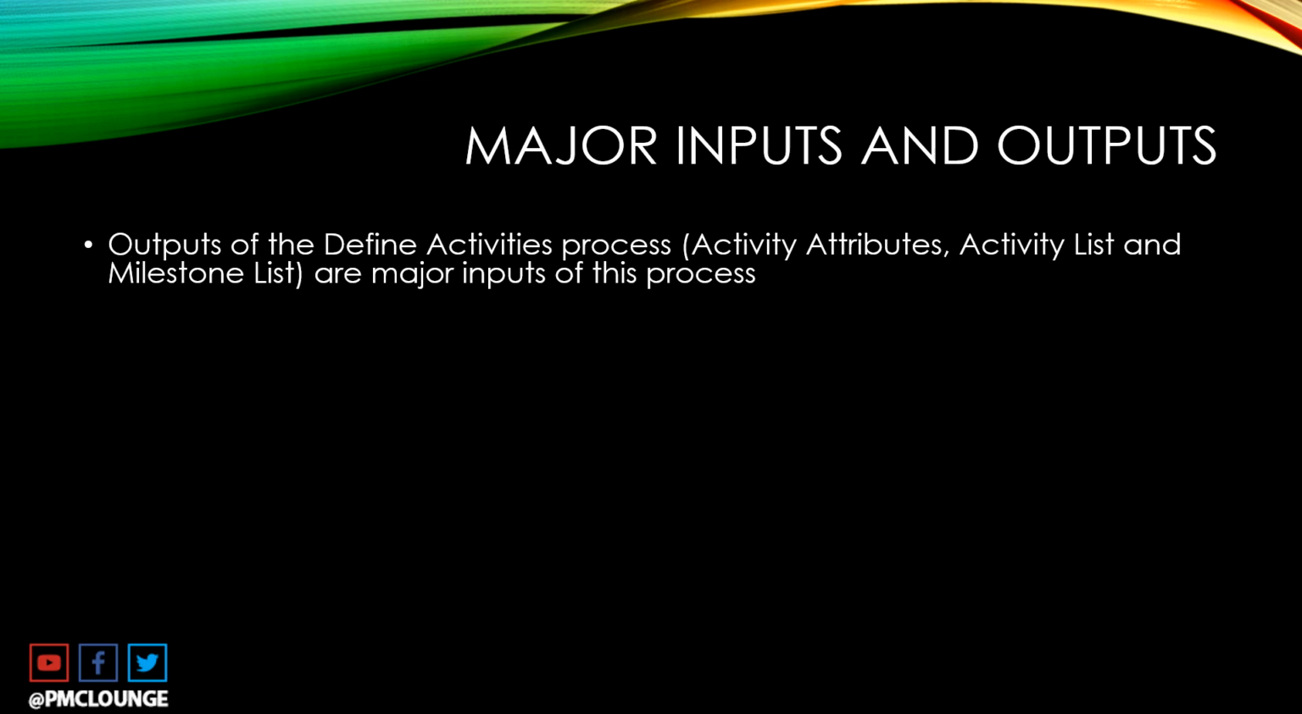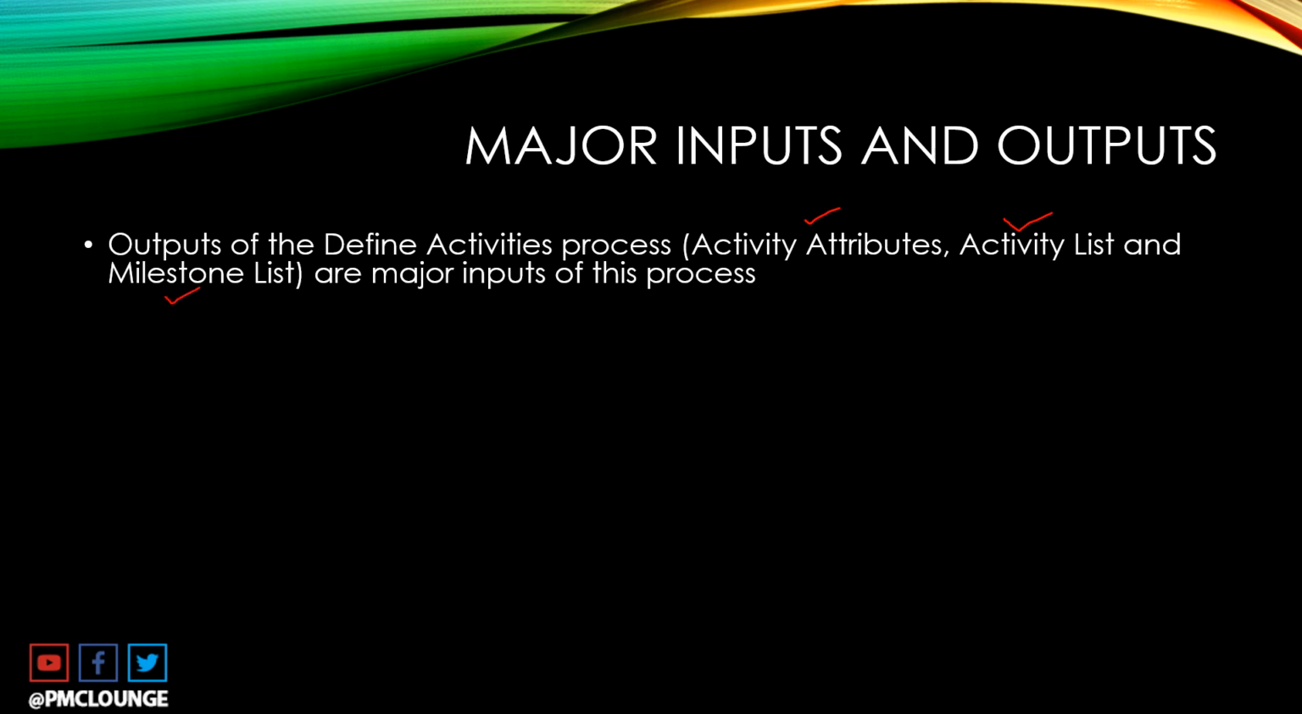The inputs are the outputs of the previous process, which is the define activities process. If you remember the PMBOK chart that I showed you in the beginning of this video, there's a process known as define activities. By the way, we have already covered it in a video, so the playlist in the description will help you refresh your concepts if you have forgotten them. The outputs of the define activities process, these are the major outputs, by the way, not the only ones. So you've got the activity attributes, you've got the activity list, and you've got the milestone list.